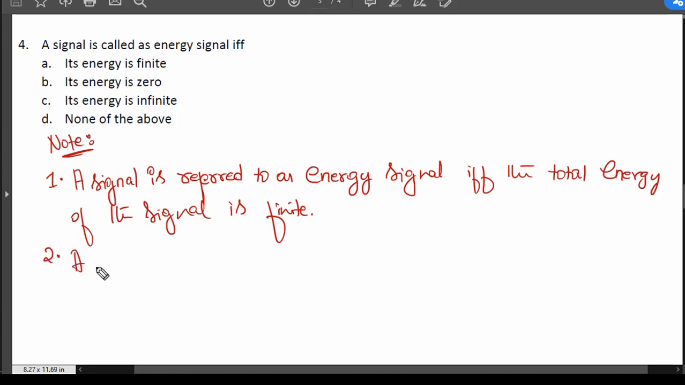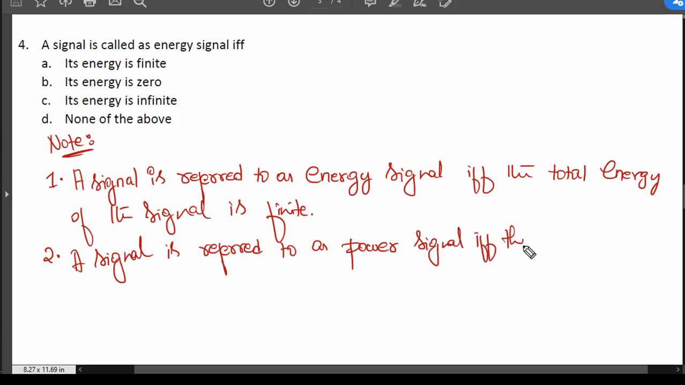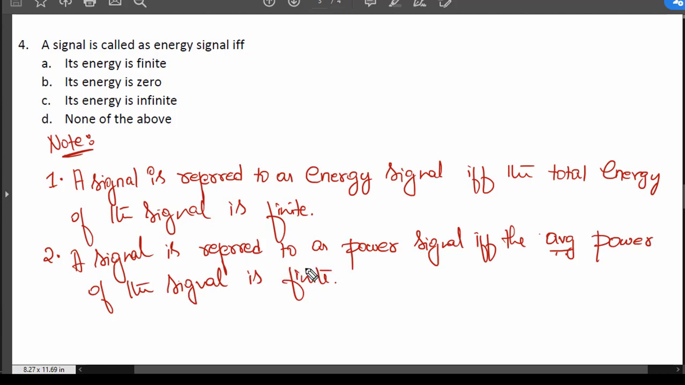Similarly, point number 2: a signal is referred to as a power signal if and only if the average power, not the total, is finite. When we say energy, it is actually total energy. When we say power, it is not the total power, it is average power. Mathematically, its energy should be in between 0 and infinity, and its average power should be in between 0 and infinity.